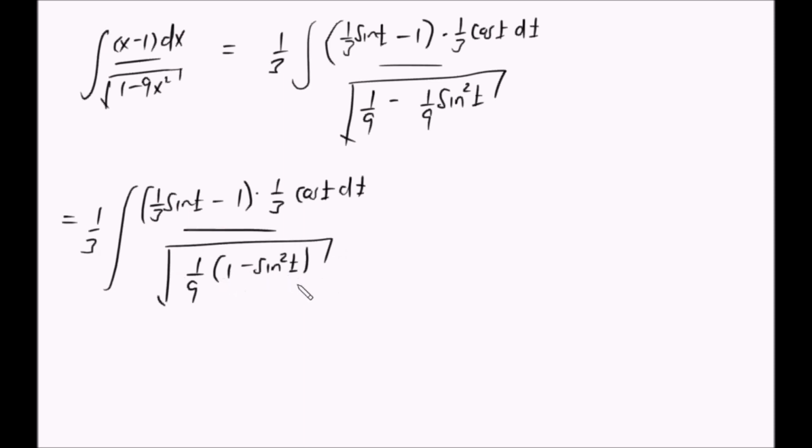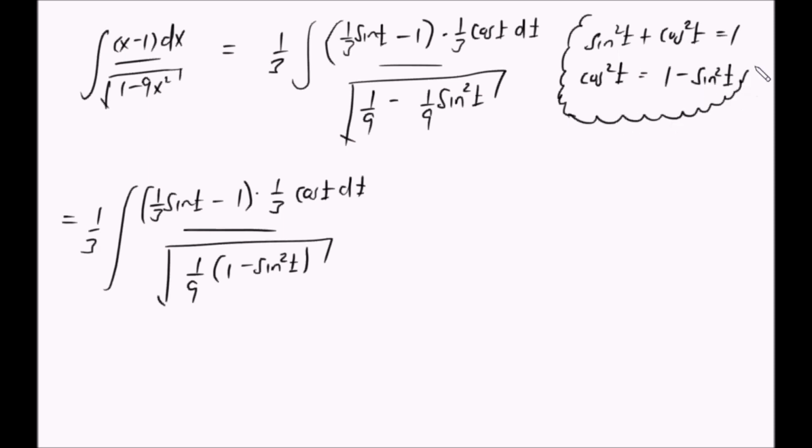So remember sine squared t plus cos squared t ni sawa na 1. Hii ni trigi. So cos squared t itakuwa ni sawa na 1 minus sine squared t. Okay, so hii ni nini? Trigi. So hii 1 minus sine squared t ni hii cos squared t.